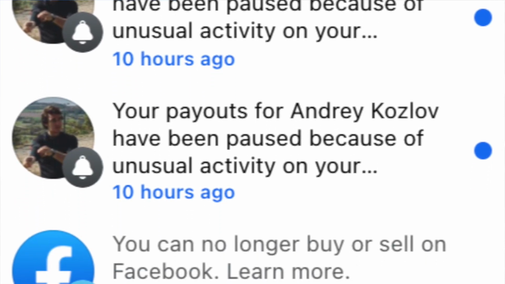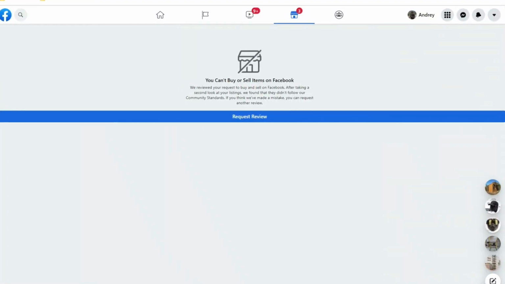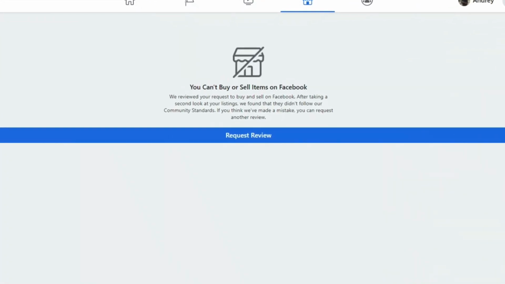In fact, I had at least 11 restrictions in 2021 and I recently had one more restriction earlier in this month. I clicked request review on my marketplace shop. That did nothing. My shop was still restricted, which was very unusual. Normally it would get unrestricted within like 3 to 4 hours, but nothing happened.